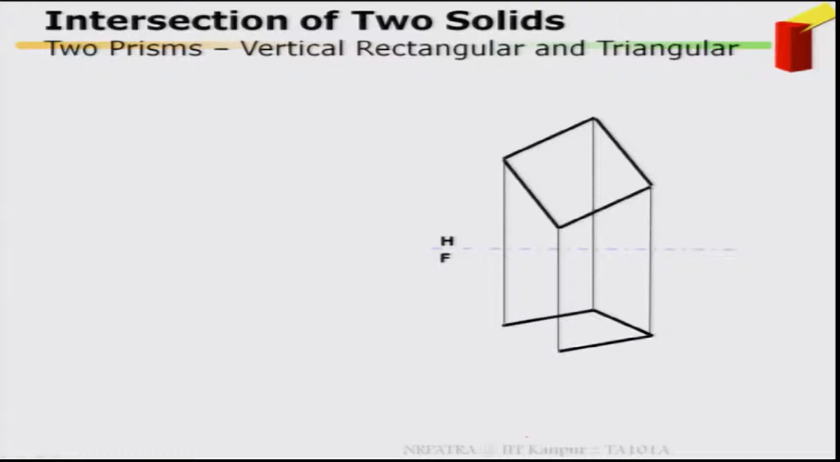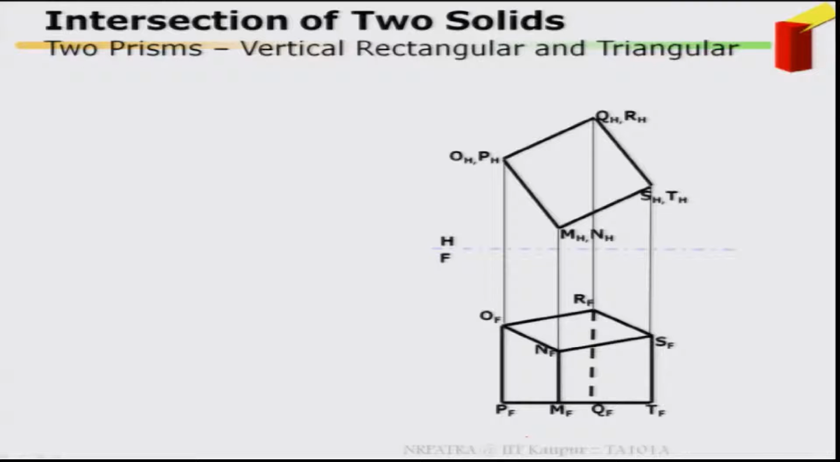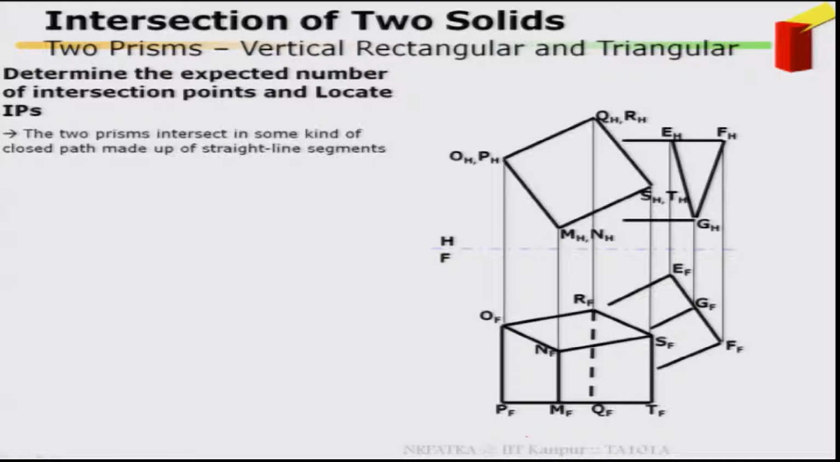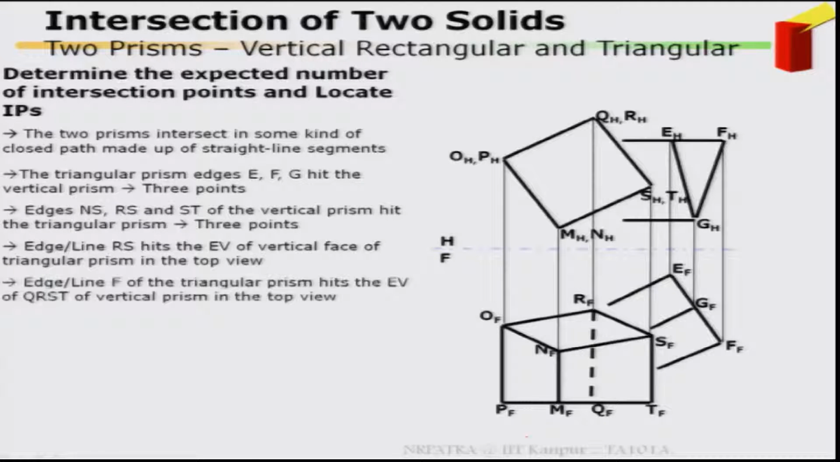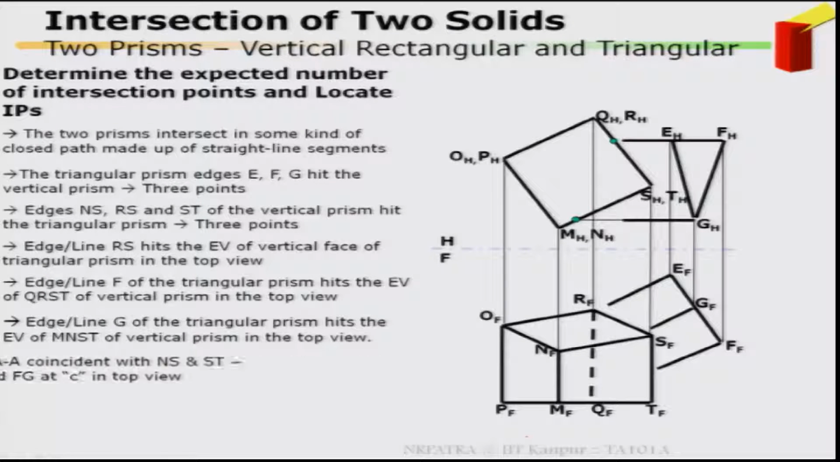Draw the top view, name it. Draw the front view, name it. Then from there mark the points. Determine the expected number of intersection points and locate them. The two prisms intersect in some kind of closed path made of straight line segments.